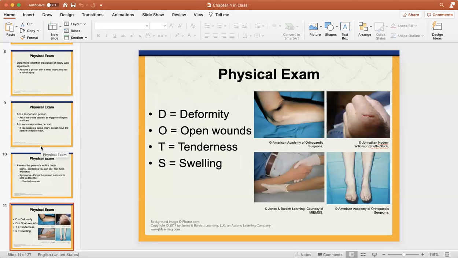In your physical exam, you're going to hear the acronym DOTS many times. You need to understand that the D stands for deformity, O is for open wounds, T is for tenderness, and S is for swelling.